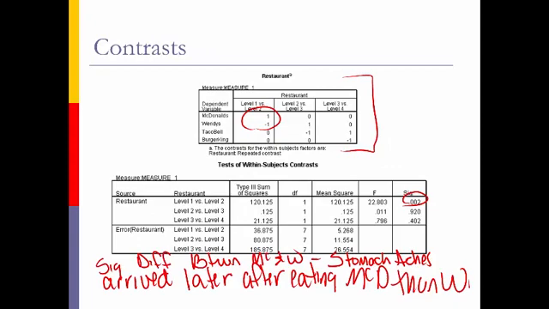All right, then we can look at level 2 versus level 3. Level 2 versus level 3 is Wendy's versus Taco Bell. There is no significant difference. And level 3 versus level 4 is Taco Bell versus Burger King, and there's no significant difference.